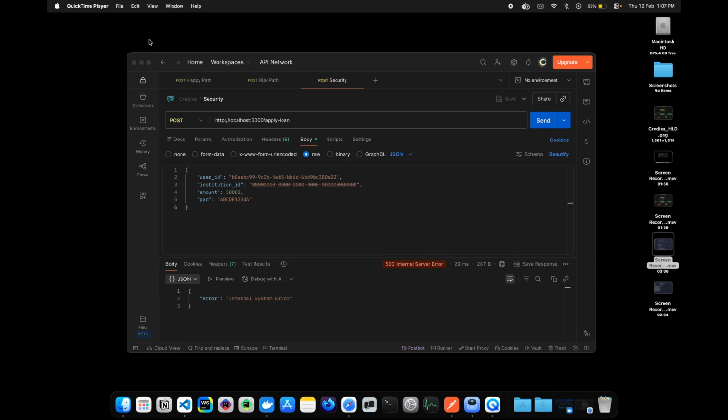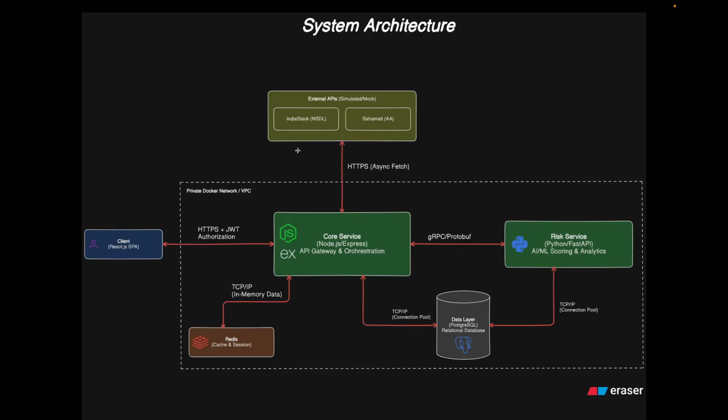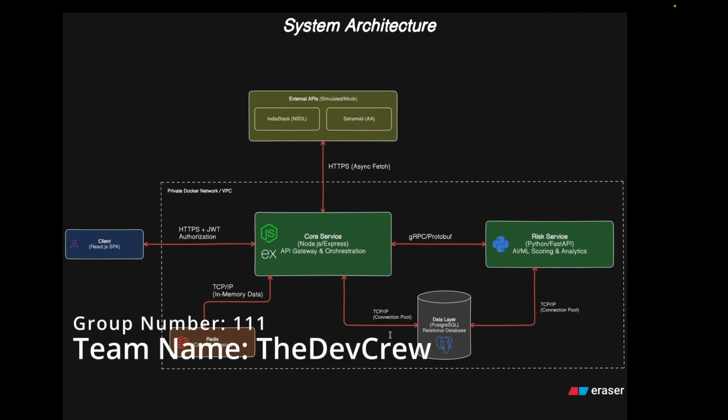In summary, phase 2 is complete. We have successfully demonstrated a functional microservices backend, a context aware risk engine that parses real world financial JSON structures, high performance via Redis caching, and bank grade security via database constraints. The system is now fully dev ready for phase 3 integration. Thank you.